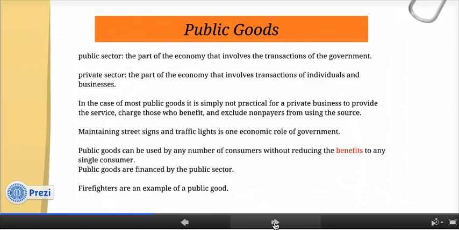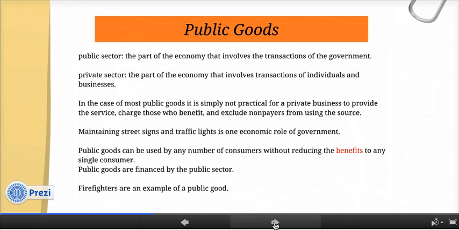So we're going to define the public sector versus the private sector. The public sector is the part of the economy that involves the transactions of the government. The private sector is the part of the economy that involves transactions of individuals and businesses. So when you go buy a new pair of shoes, you're dealing with the private sector. In the case of most public goods, it is simply not practical for a private business to provide the service, charge those who benefit, and exclude non-payers from using the service.